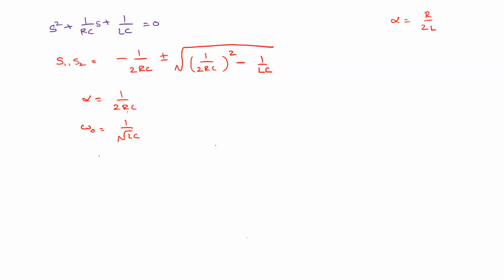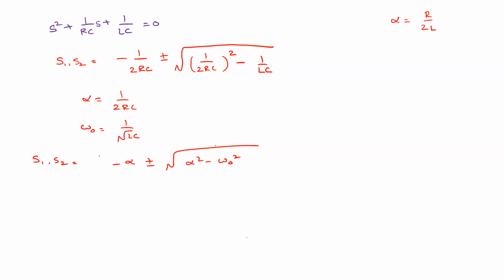If you notice, this is RC, where this RC comes from is the time constant of the capacitor circuit, right? RL circuit, RC circuit. So we have alpha equal to 1 by 2RC, omega naught equal to 1 by root LC. So S1, S2 can be written as minus alpha plus or minus under root alpha square minus omega naught square, right? Agree? Yes, sir. Okay.